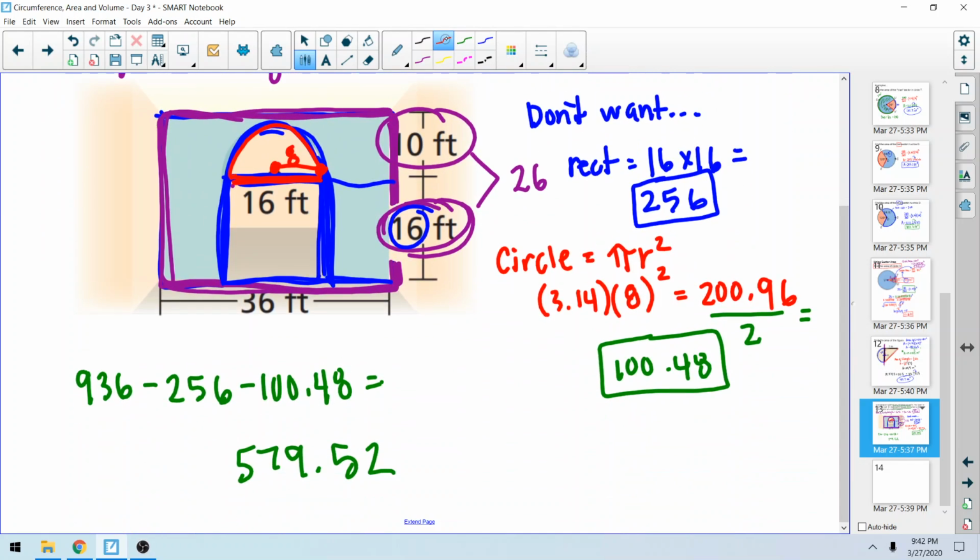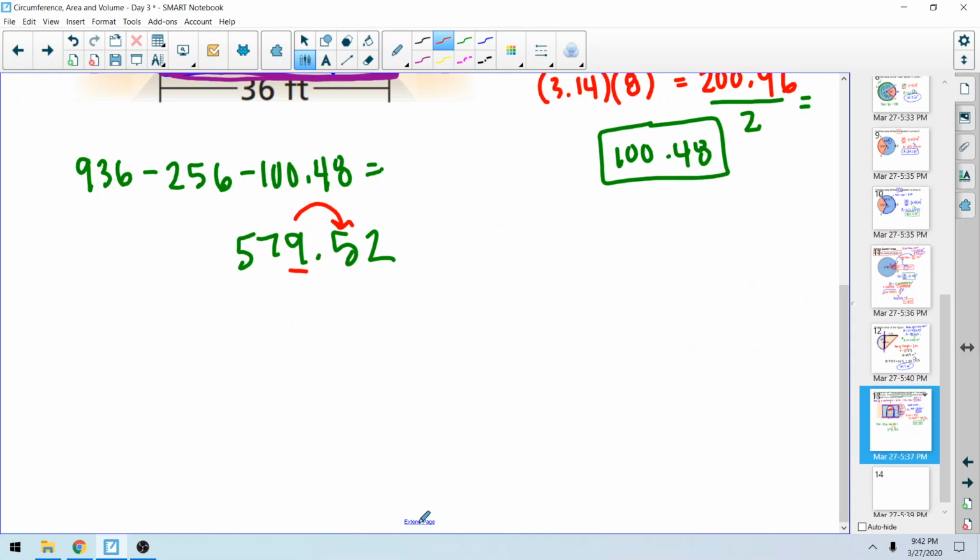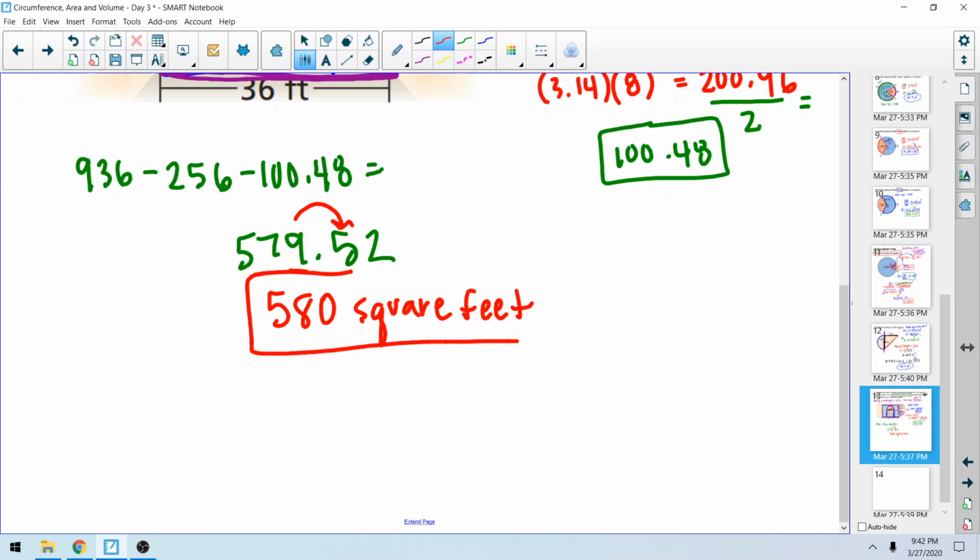Then I'm going to go back up here. They said to the nearest square foot. Well, that's the same as saying the nearest whole number. So we're going to get rid of the decimal. So if we've got 52 cents, 52 cents is more than half of a dollar, which means we're going to round up. So we got to round up a 9, which really rounds up the 7. So 580 square feet is how much of that wall we're going to have to paint.